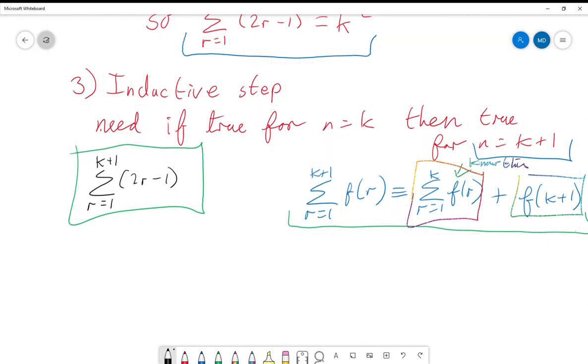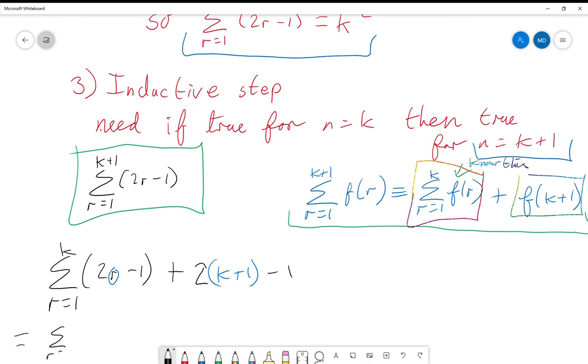The sum from r equals 1 to k plus 1 of 2r minus 1, well, that's the sum from r equals 1 to k of 2r minus 1 plus the function at k plus 1, i.e. replacing the r here with k plus 1. So plus 2 lots of k plus 1 minus 1. And so that's equal to the summation from r equals 1 to k of 2r minus 1 plus, expanding and simplifying, 2k plus 1.